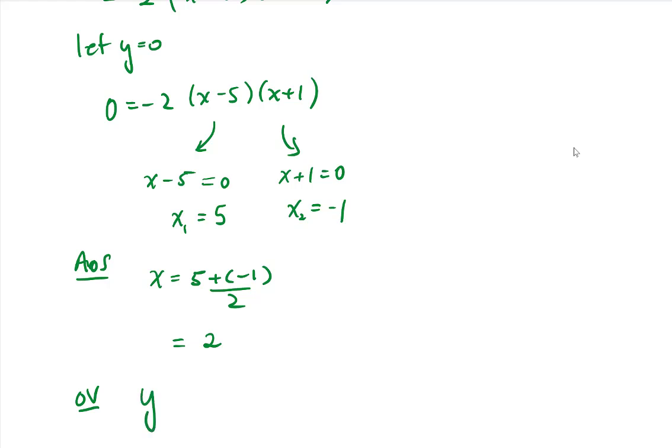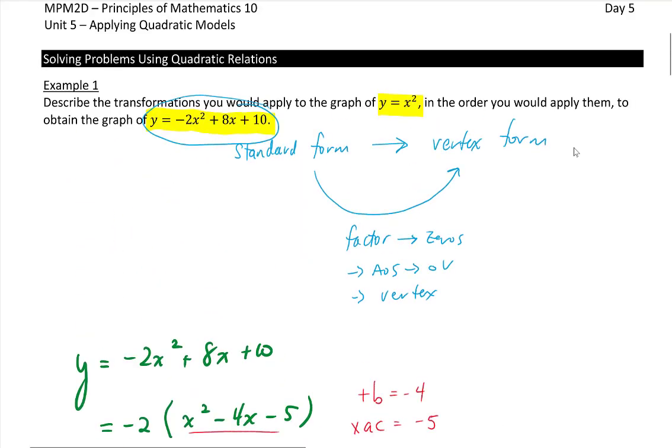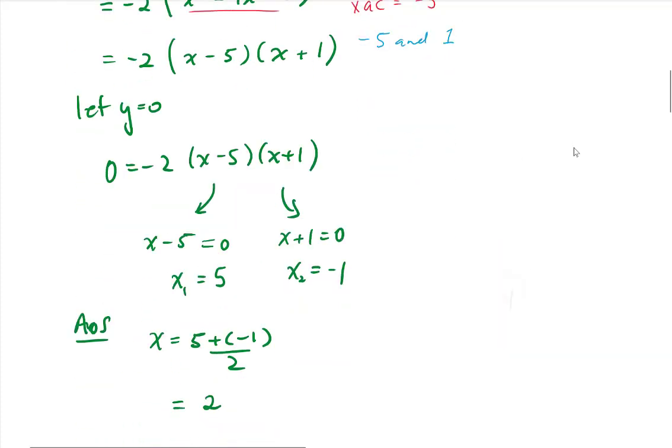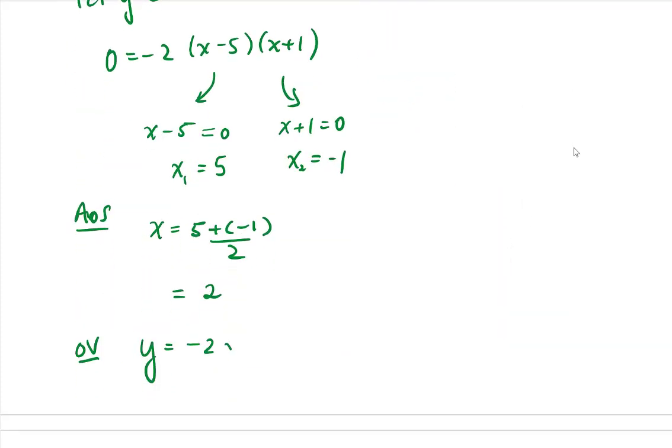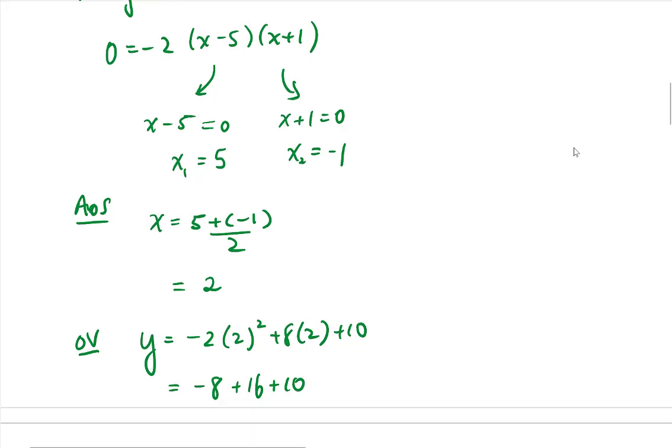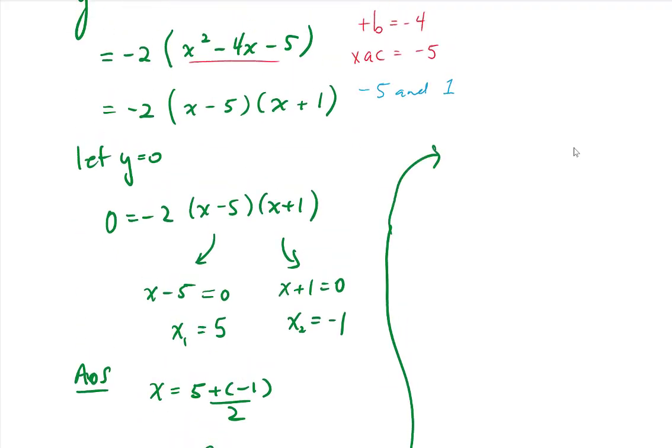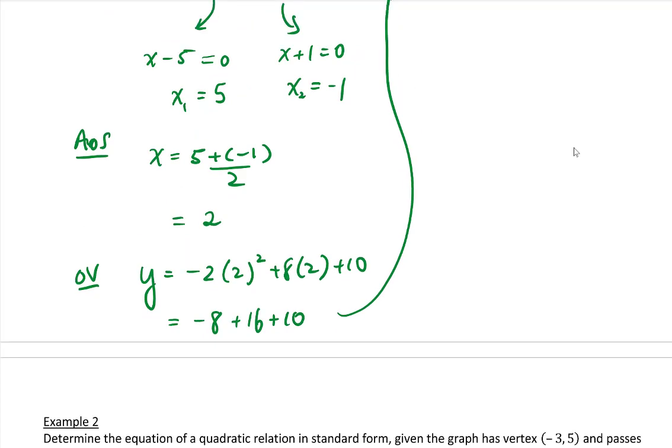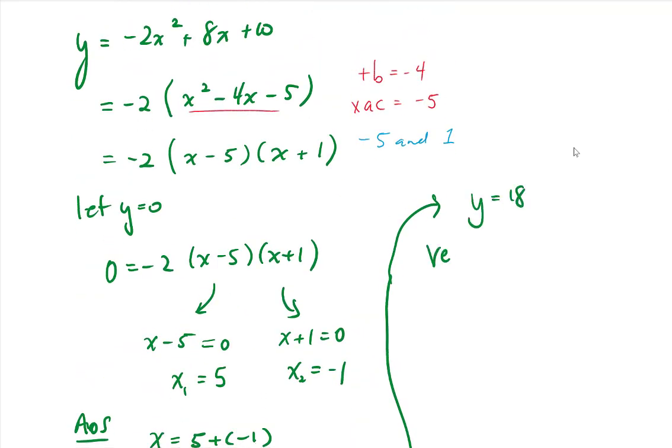Our optimal value is y equals, going back to our original equation, negative 2x squared plus 8x plus 10. So we have negative 2 times 2 squared plus 8 times 2 plus 10. We're subbing our axis of symmetry into our equation to find the optimal value. This gives us negative 8 plus 16 plus 10, and if we continue, we end up with y equals 18, which tells us our vertex is 2 and 18.